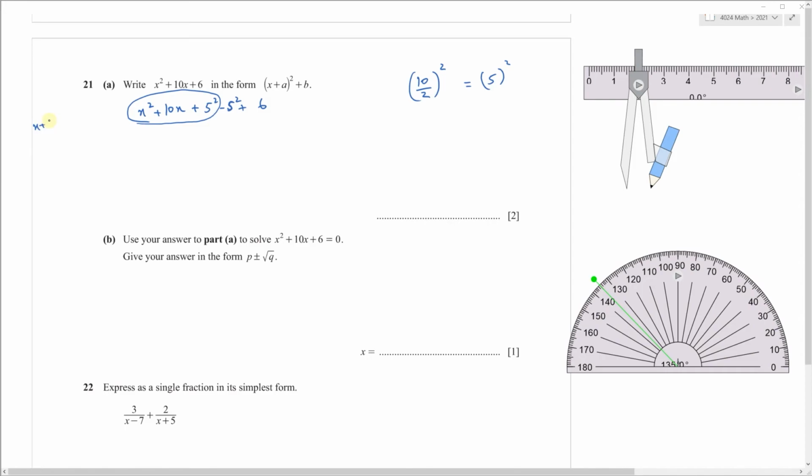is actually x plus 5 whole square, which is x square plus 2 times 5 times x plus 5 square. So 5 times 2 is 10x. So this is actually x plus 5 whole square. So I can write these three terms in this whole term as x plus 5 whole square. And then I'm left with minus 5 square plus 6. So x plus 5 whole square equal, and then minus 25 plus 6. X plus 5 whole square minus 25 plus 6 is minus 19.